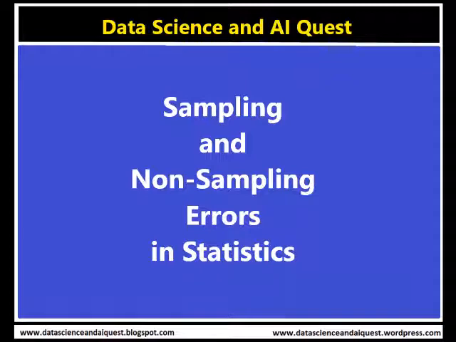In this topic, we are going to discuss the preliminary concept in statistics, that is, sampling and non-sampling errors in statistical data and how these are collected. This will be discussed in detail with some examples.